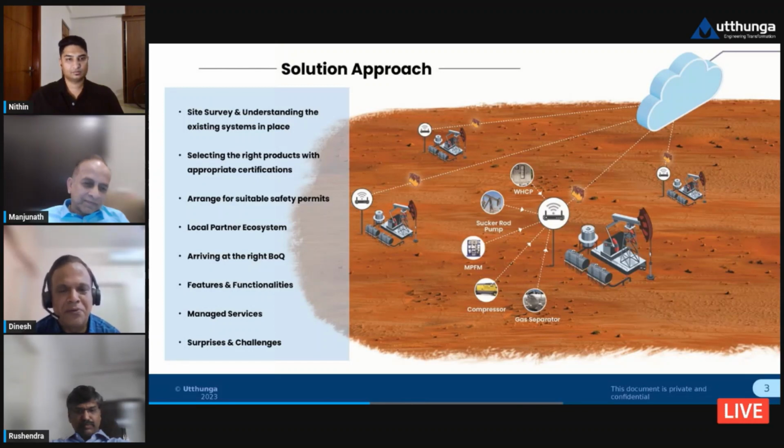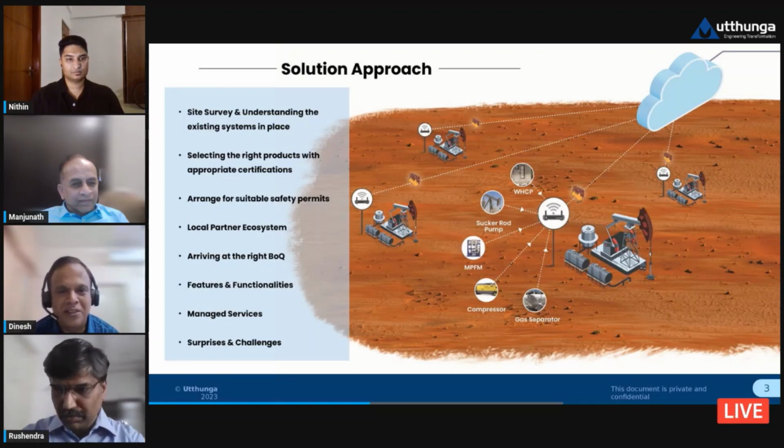But of course, some of the non-technical surprises which we had to come across were the cycle time of getting those work permits, safety trainings, and then sometimes the challenges of the local labor. So these things were also, I would say, interesting challenges to overcome to deploy these type of solutions.